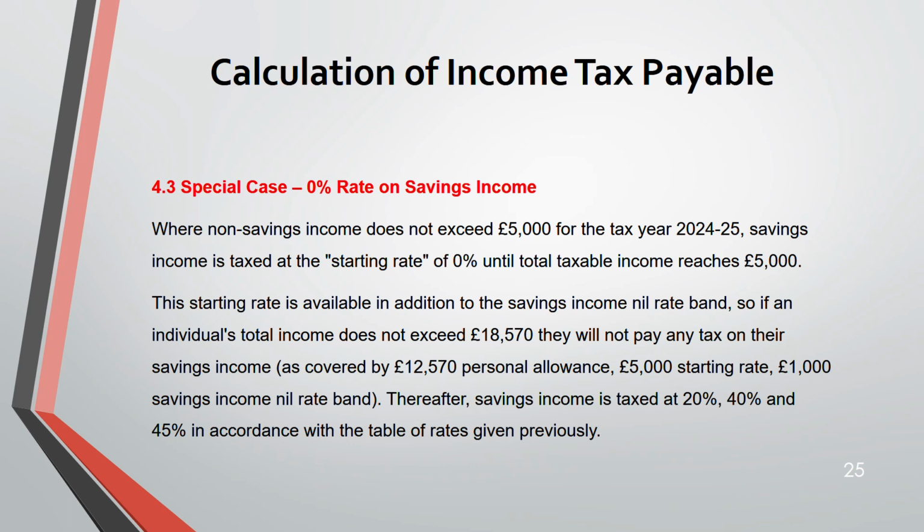If your income does not exceed 18,570. How 18,570? 5,000 of savings plus 1,000 of nil rate band, that is 6,000, plus the personal allowance 12,570. If you add, your total income should not exceed 18,570. If your total income does not exceed 18,570, you don't have to pay any tax on the savings income. After this, whatever income you have will be taxed at the normal rates, 20, 40 and 45%.